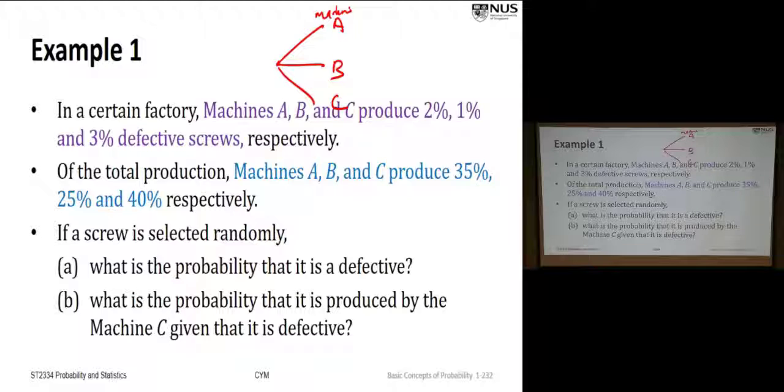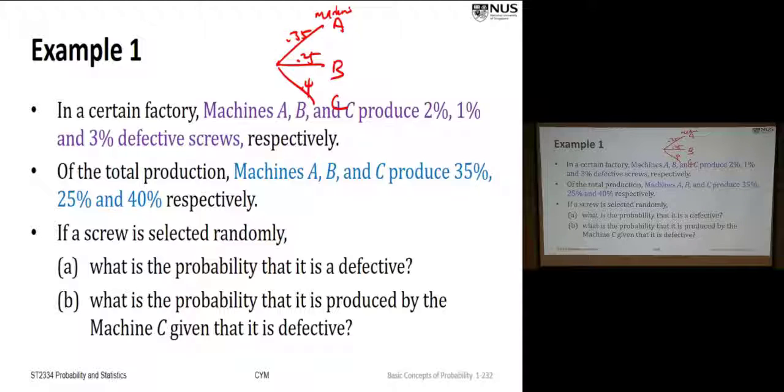Then each branch is associated with a probability. So what is the chance that it's produced by machine A? The chances are 0.35, 0.25, and 0.4. Make sure that the probabilities on all these branches from one node add up to 1. All these 3 numbers add to 1. And this branch represents the probability of getting from machine A.